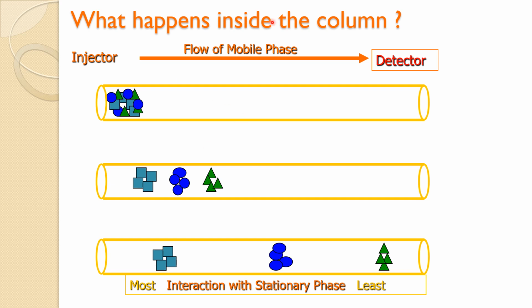What happens inside the column? You can see over here it is injected and over here is the detector. This is the most interaction with the stationary phase, and this is the least interaction. So we can see the mixture is injected and the sample is being separated, exiting the column. This component interacted least with the stationary phase, and this one over here interacted most with the stationary phase, and it exits the column at the end.